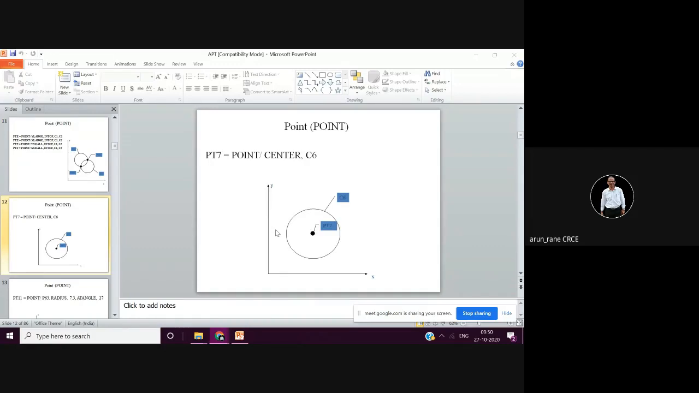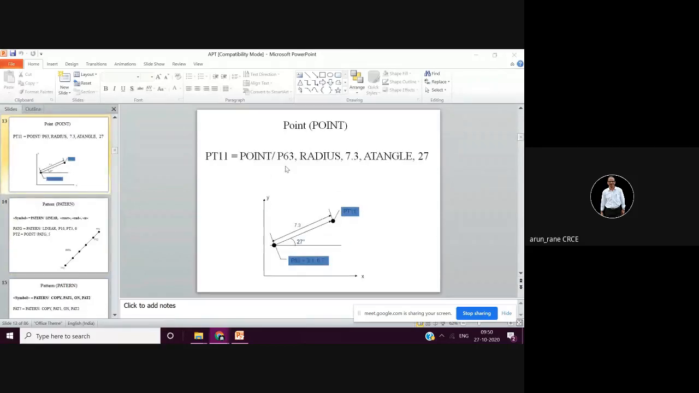Now here, as I said, you can give A, B, C, D, or you can give 1, 2, 3 also. So now this is a point 7. What is point 7? It is the center of C6. C6 is nothing but a circle. But again, before you define this point 7, you should have defined the circle. Otherwise, it will give an error. Same way, this is point 11 such that it is at an angle of 27 degrees and at a radius of, so this is nothing but your polar coordinate.